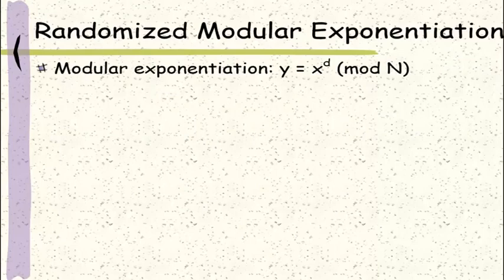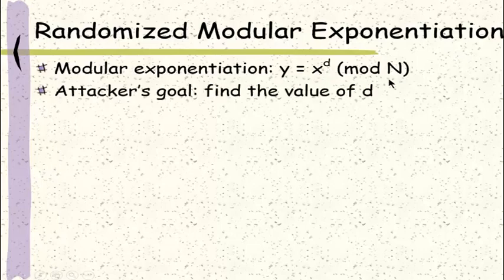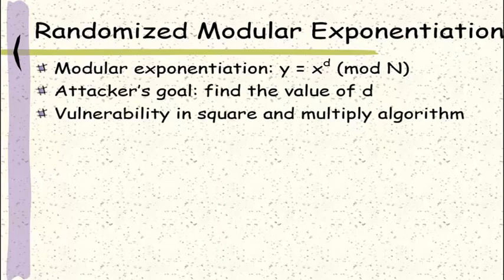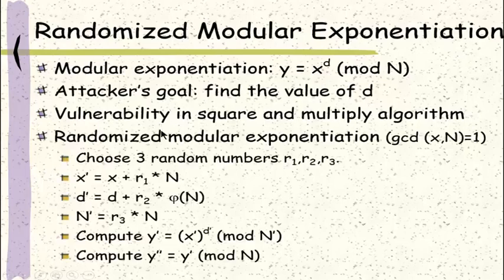We know in modular exponentiation, our goal is to compute x to the power d mod n, and the attacker's goal is trying to find the value of the exponent d. The most popular implementation of this is called the square and multiply algorithm, and we have seen the vulnerabilities in that algorithm. In the randomized modular exponentiation algorithm, there are several steps.